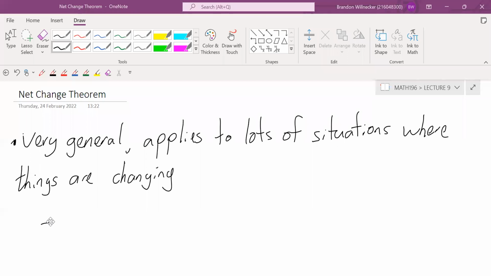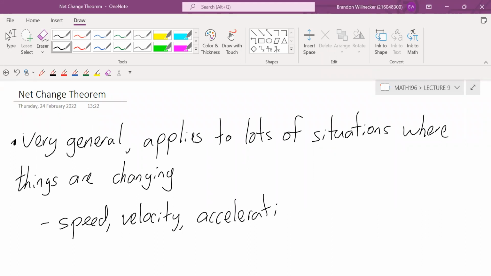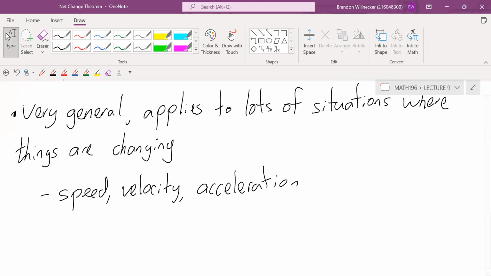Like we said before, with speed and velocity, that means your distance is changing. So we can put speed, velocity, and then if your speed or velocity is changing, then we call that acceleration. So again, wherever things are changing, we can use the net change theorem. Okay, another example is population.